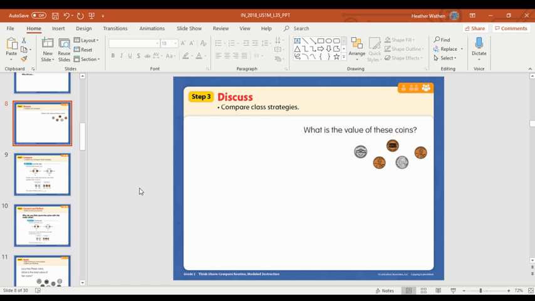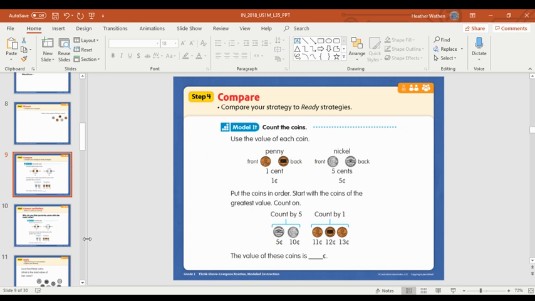Now, I want you to look at this picture right here. When we count coins, we have to start in a certain order. And so when we go to count them, we want to make sure that we have them in order from the ones with the greatest value to the ones with the least value.